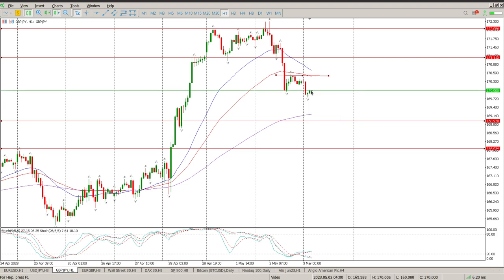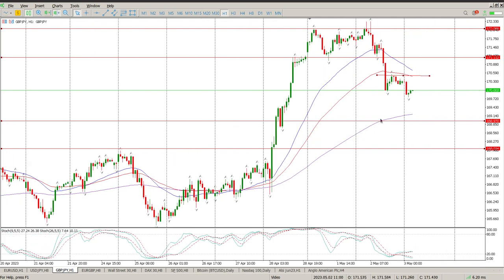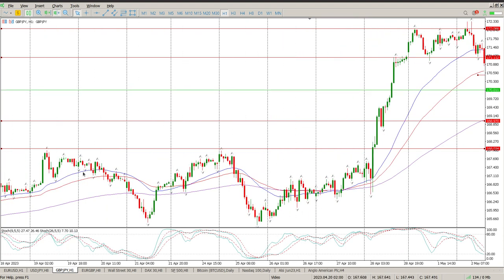So patience is key. Otherwise, we fall continually down to 168.970. Definitely a buying opportunity, and then there's another buying opportunity, 168.034. Only time we're going to start looking at shorts is a break below this range that we had last week.